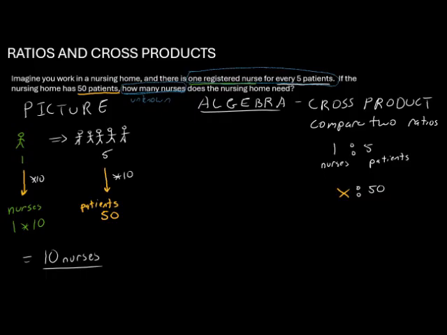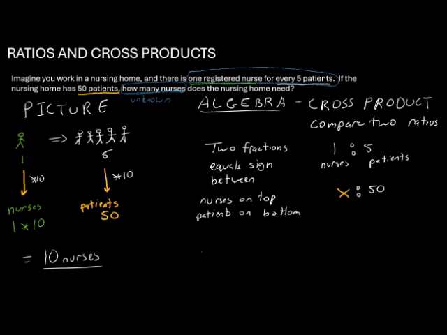Based on this, we can make our cross product. When we write our cross product, we're going to write 2 fractions. In between those 2 fractions, we'll put an equal sign. And whatever word is on the left will go to the top of those fractions. Since I wrote nurses first, we'll put nurses on top, followed by patients on the bottom because that's on the right side.